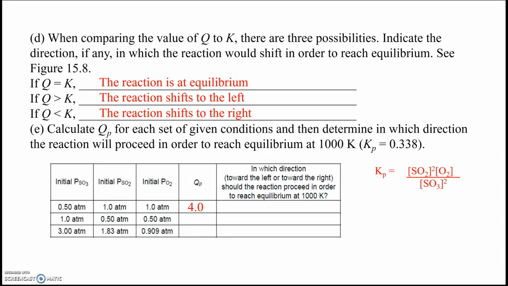Well, when we do the first situation, Qp is 4. And so the equilibrium will shift back to the left because Kp is only 0.338 at this temperature. In the second scenario, when we calculate it, Qp is 0.125, so it's less than Kp, so we would shift the equilibrium back to the right. And then, of course, in the third scenario, Qp is in fact equal to 0.338, which means that it's equal to Kp. So we are at equilibrium.